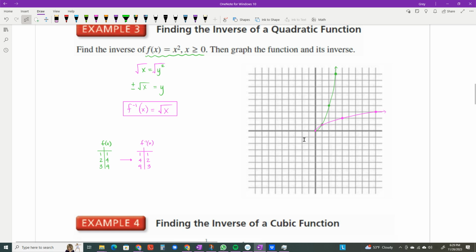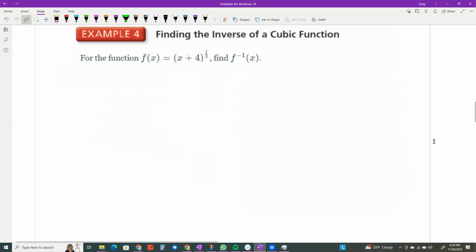So the green one is my original function, f of x equals x squared, but it's only for x greater than or equal to 0. And then there is my square root function. All right, what if it's a cubic? Okay, so f of x equals the quantity of x plus 4 to the 1/3. Find f inverse of x.